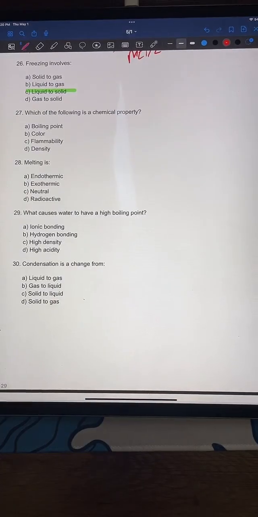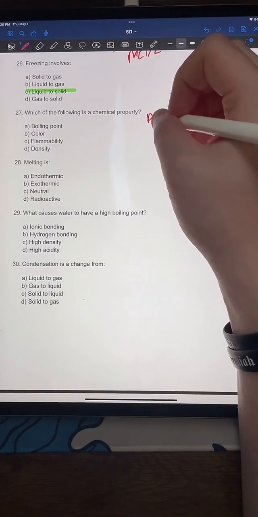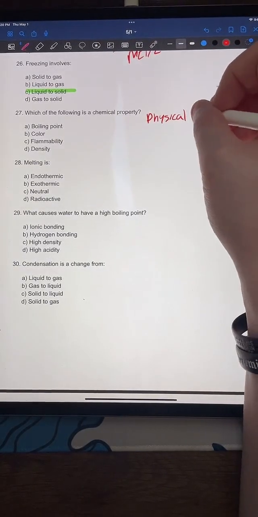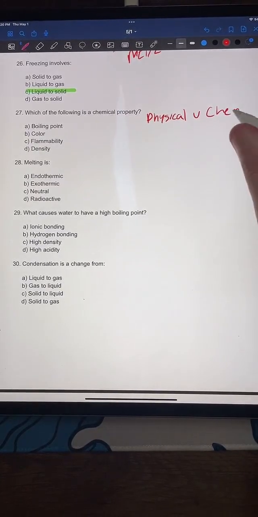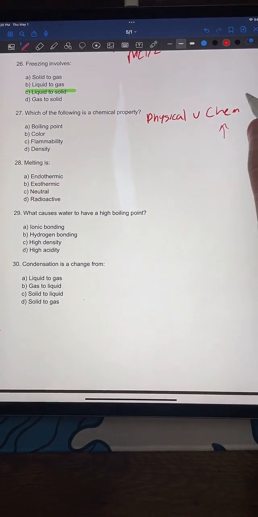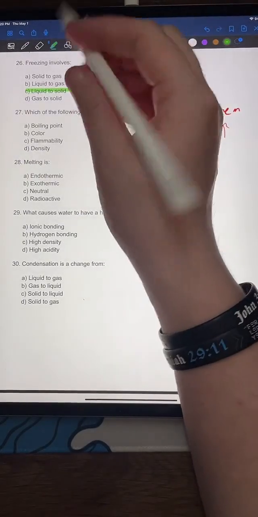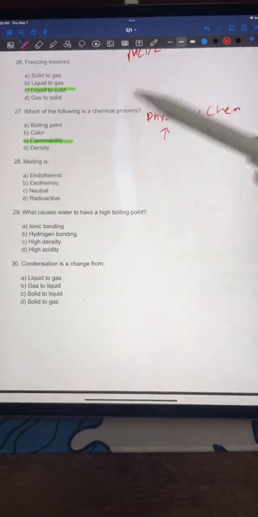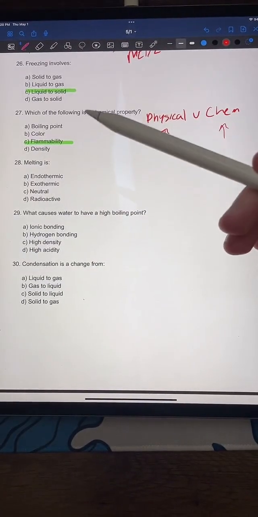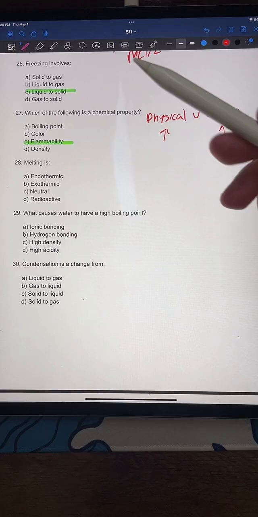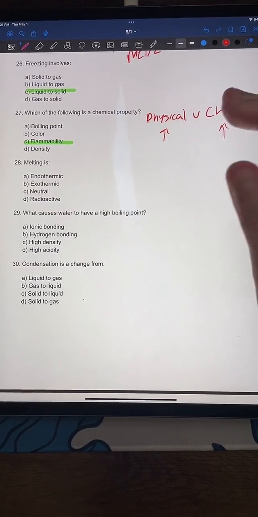Number 27. Which of the following is a chemical property? So think of our physical versus chemical. Where has the identity of the object changed versus where has the state of the object changed? The answer is the flammability. So flammability describes the ability to undergo a chemical change.